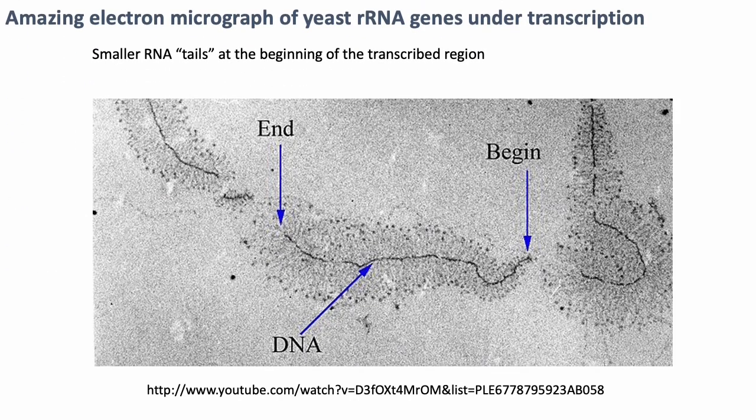Now we can have a look. This is quite amazing. In an electron micrograph in yeast, this is the ribosomal RNA gene. Here we've got the DNA, looking at what's happening under transcription. This line here is the DNA, and this is where it begins. And what we can see here is the RNA, which is binding to the DNA. As transcription begins, you get these little tails coming off, and you can see how much is coming off. These are all the RNA molecules, with smaller RNA tails at the beginning of the transcribed region.